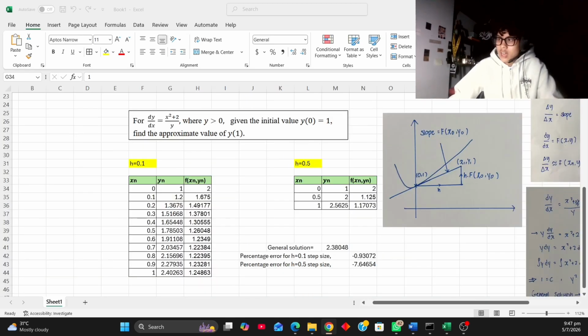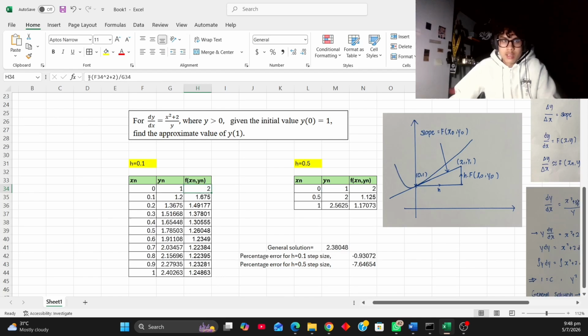So I used two different step sizes, as you can see over here, h = 0.1 and h = 0.5. The first column contains the x values, the second column contains the corresponding approximate y values, and the third column calculates the gradient using the differential equation as given over here. So for the first iteration, the initial condition is (0, 1), and the gradient is 2.